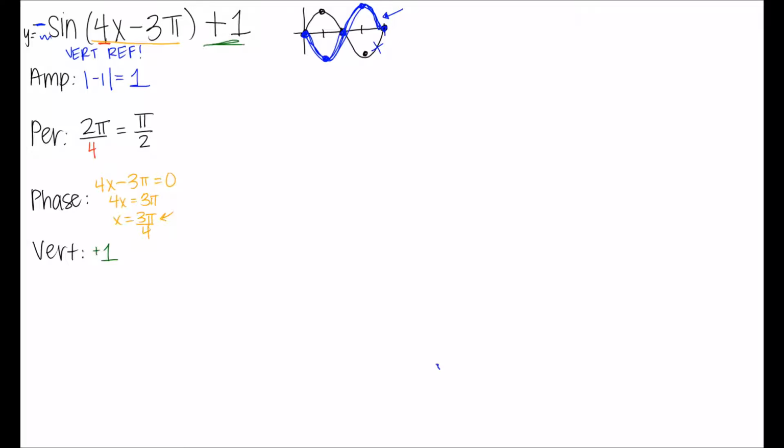All right, so in the last example, we went ahead and had the graph drawn out, and I have some spacing issues because I didn't create my sections first. So you have the option to create your sections first because you know where it starts and you know the length of the period. So for our sections, before we even do the graph, we know that we start at 3 pi over 4. That was our phase shift.